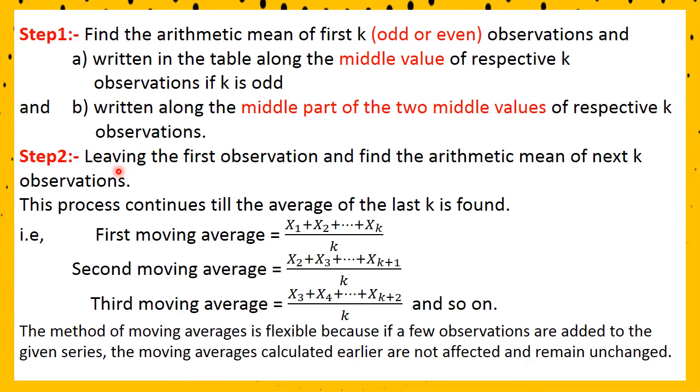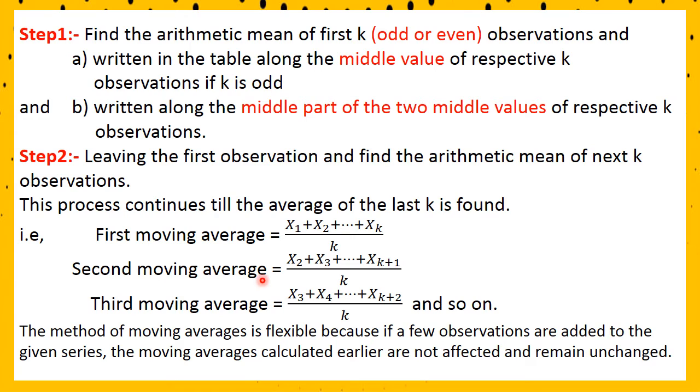And second step is, after writing the first arithmetic mean, we will leave the first observation and then consider the next k observations and continue the same procedure. And this process continues till the average of the last k observations is found. Now, first moving average can be like x1 plus x2 plus etc. xk, k observations upon number k.